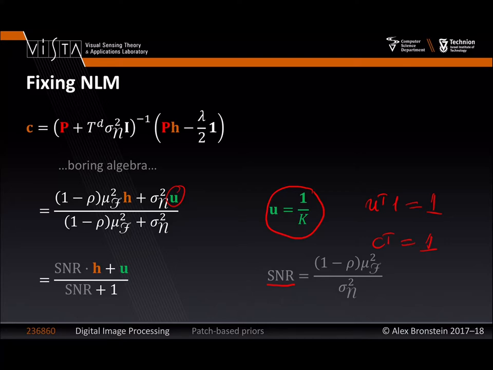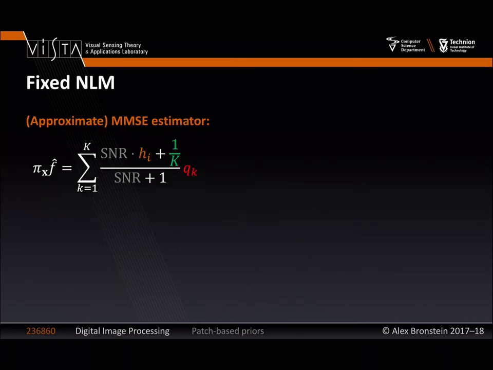Okay, again, the denominator is just normalization. And basically, my filter now looks like this, this is my coefficient. It should be HK, of course. This is my CK times QK. Okay, so I'm averaging these noisy patches QK with these weights. Okay, and this is going to be the patch in my output.